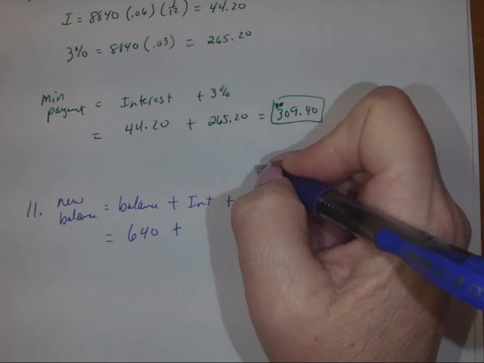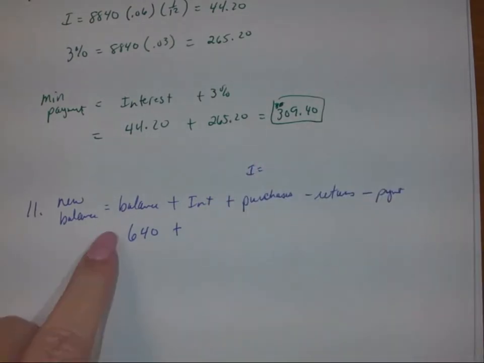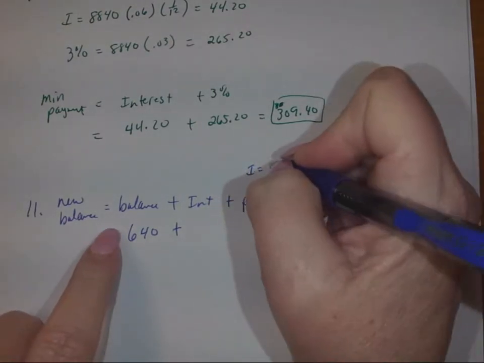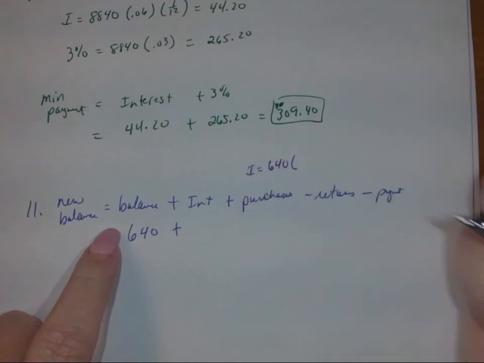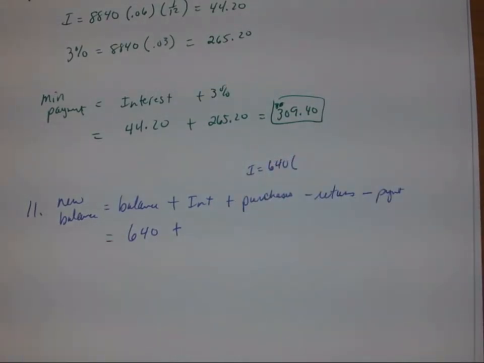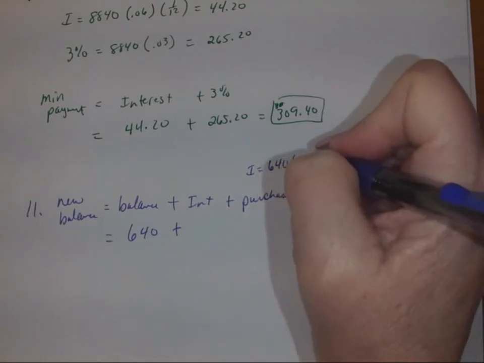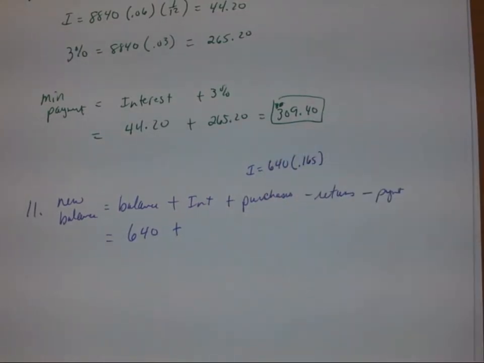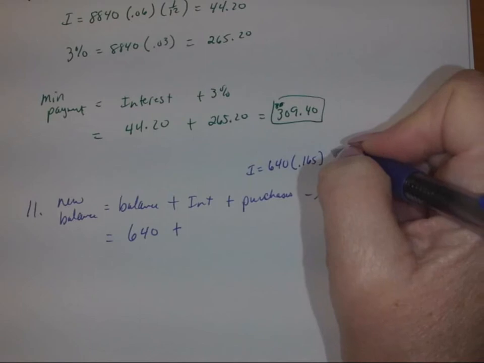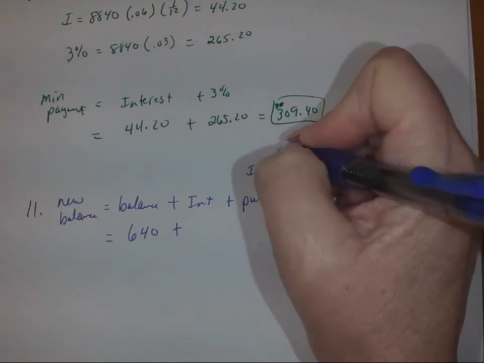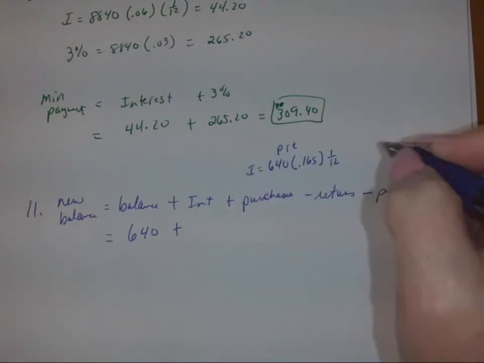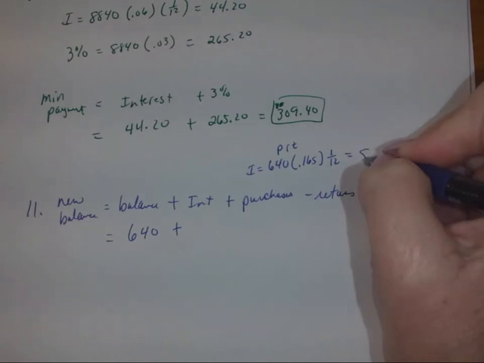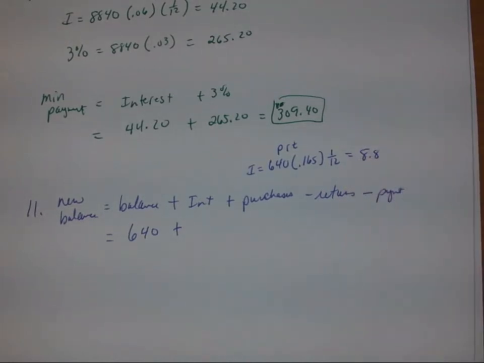So our interest, remember, is going to be our principal, which is $640, times the interest rate we were given, and the interest rate we were told was 16.5%. So that'll be 0.165 times your T, remember, is 1 over 12, because this is P times R times T. And when you multiply that out, you'll get $8.80.